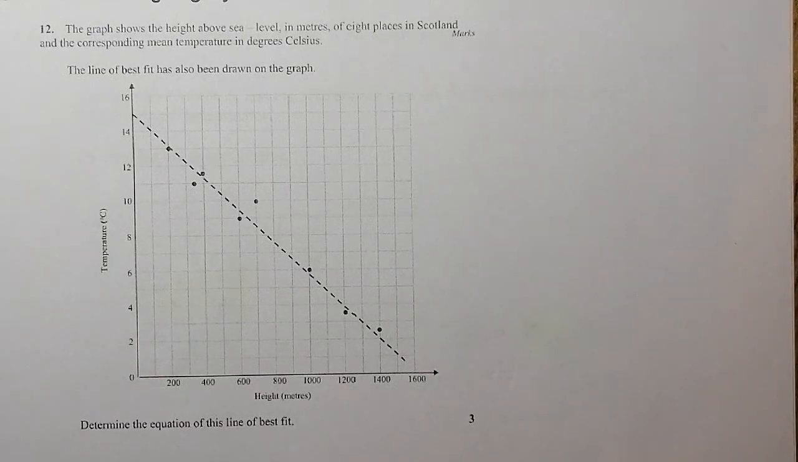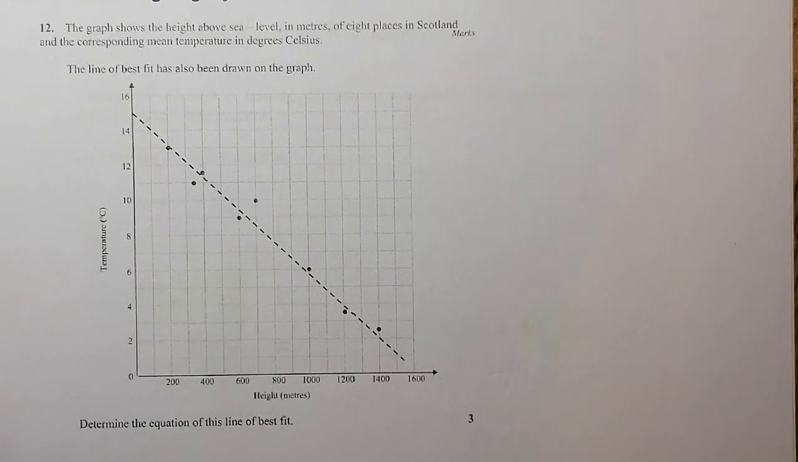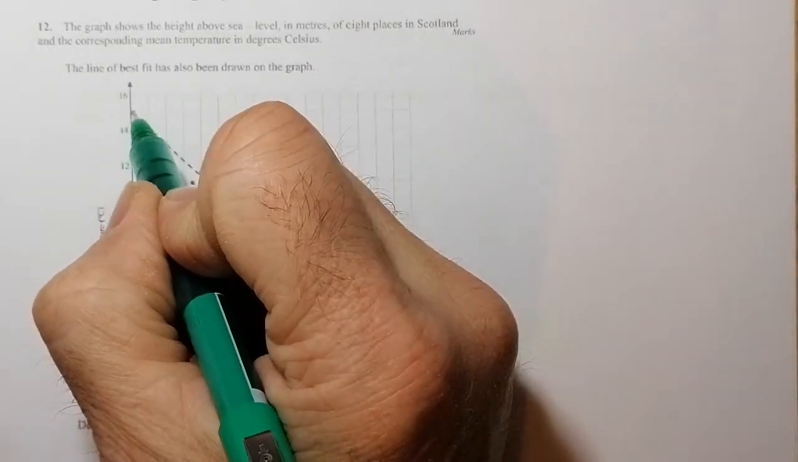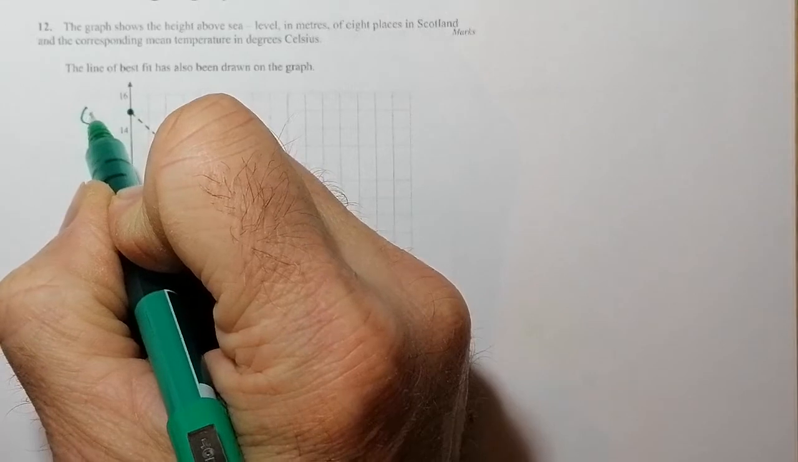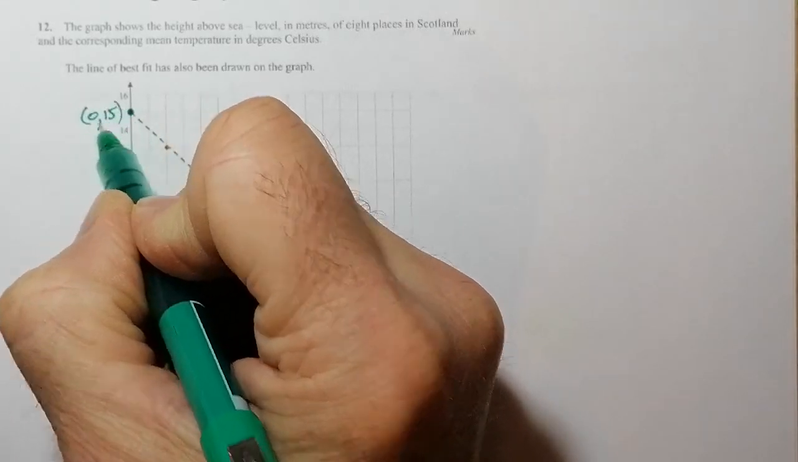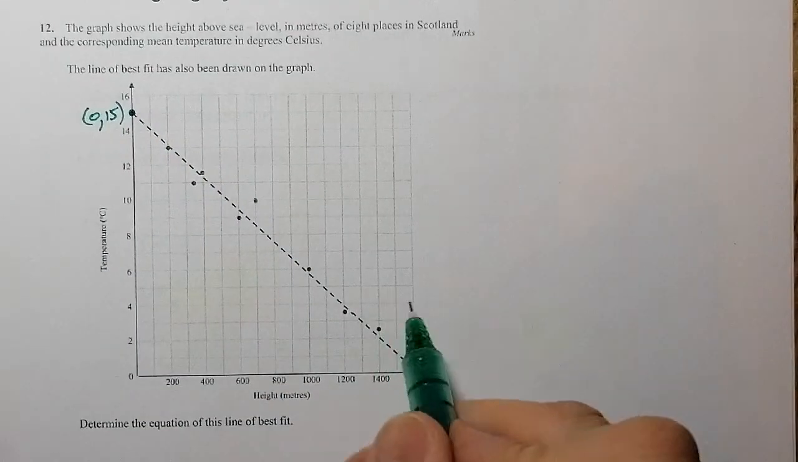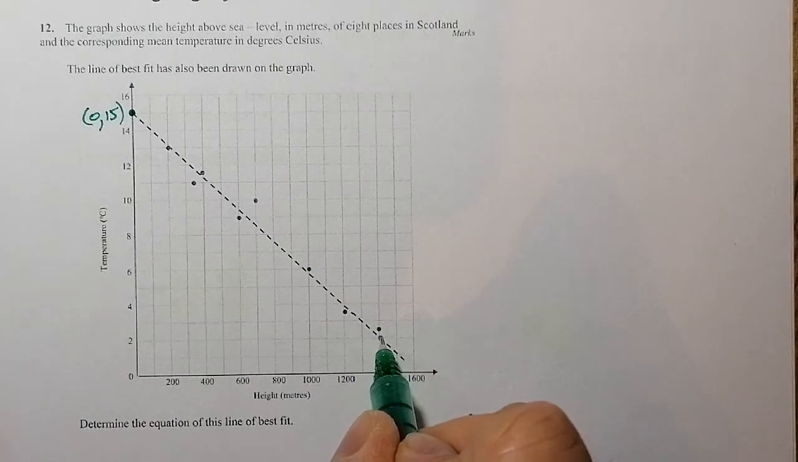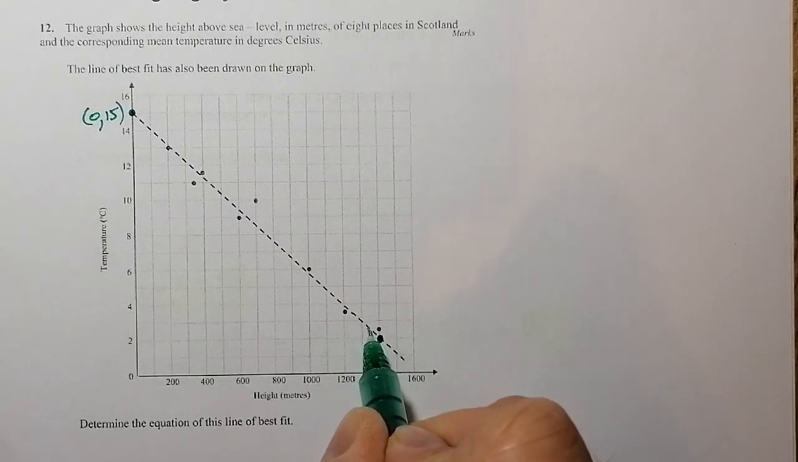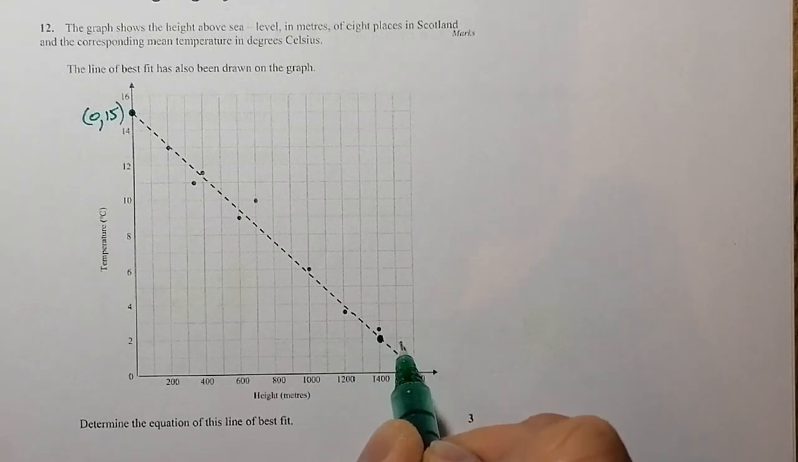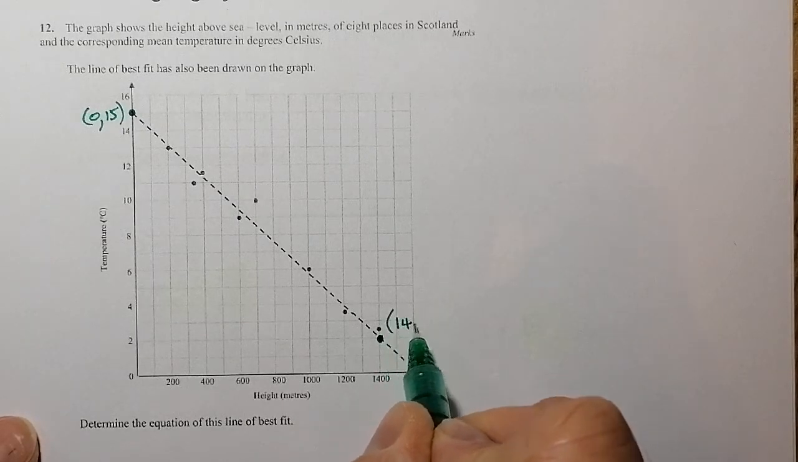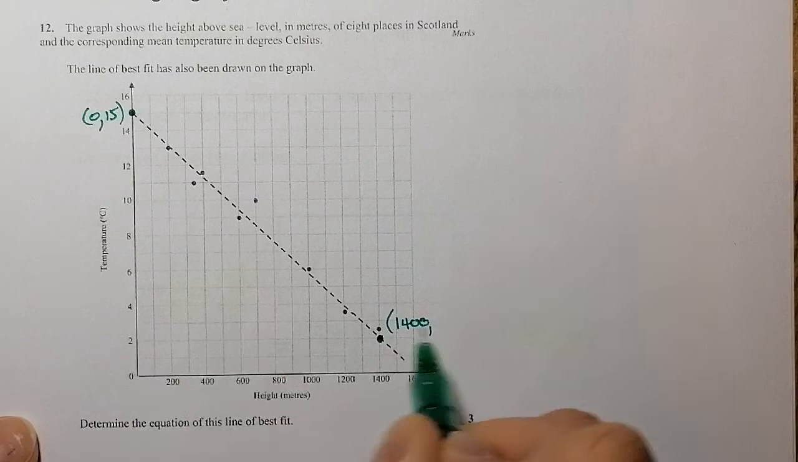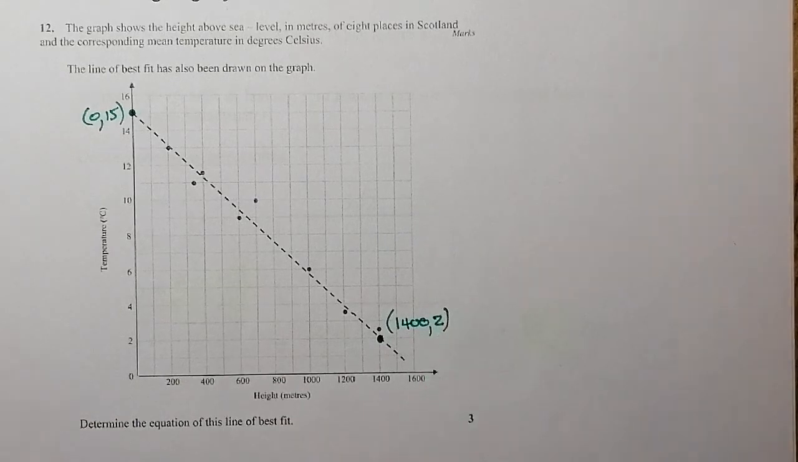The 2 points that I would personally pick on this one would be this point here, which is a really good one for us to work on. That's going to be 0 and 15, so that's a great one to use. The other one I would use is this one down the bottom, where the line comes over the grid. That point there would be 1400, and it's up 2 places, so that'd be 2.